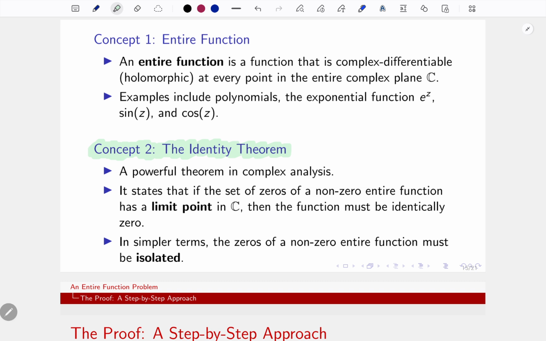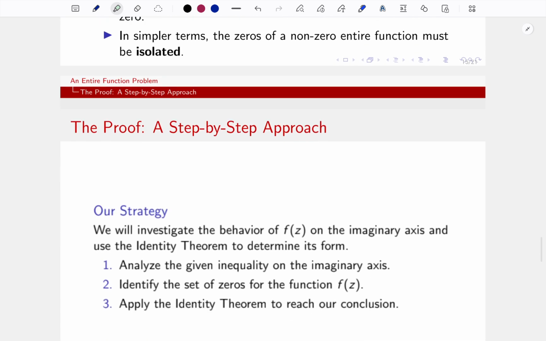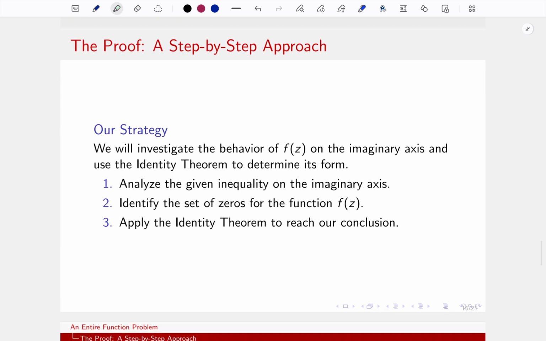It's an extremely powerful theorem in complex analysis, which says the following. It states that if the set of zeros of an entire function has a limit point in C, then the function must be identically zero. In simpler terms, the zeros of a non-zero entire function must be isolated. That is, the set of all zeros of a non-zero entire function cannot possess a limit point. Otherwise, it will be identically zero.